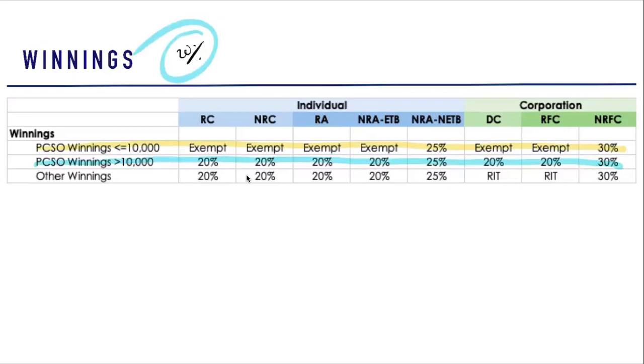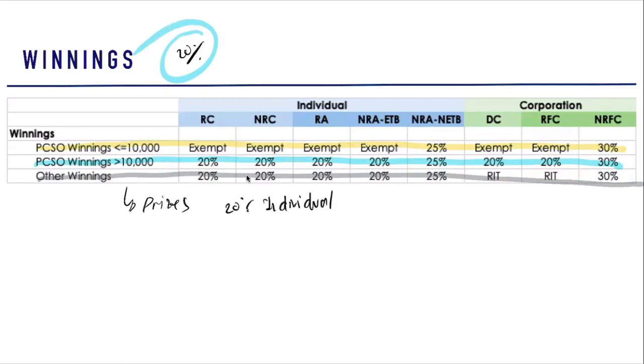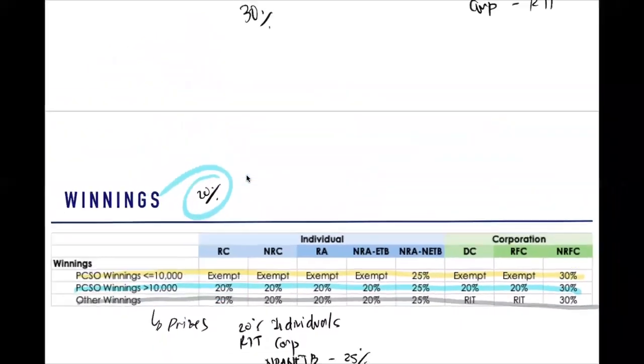How about other winnings? So other winnings are now like your prices. Other winnings are taxed like your prices. As you can see, 20% for individuals, while for corporations, it is subject to RIT. While of course your NRA not ETB and your NRFC remain at the rates of 25% and 30%. Okay? So it's just like prices. So let's go back to the prices.